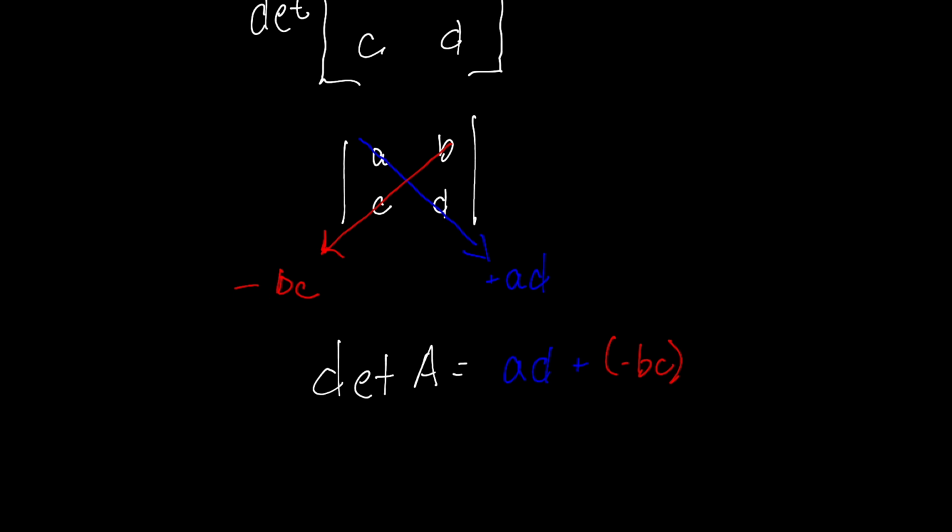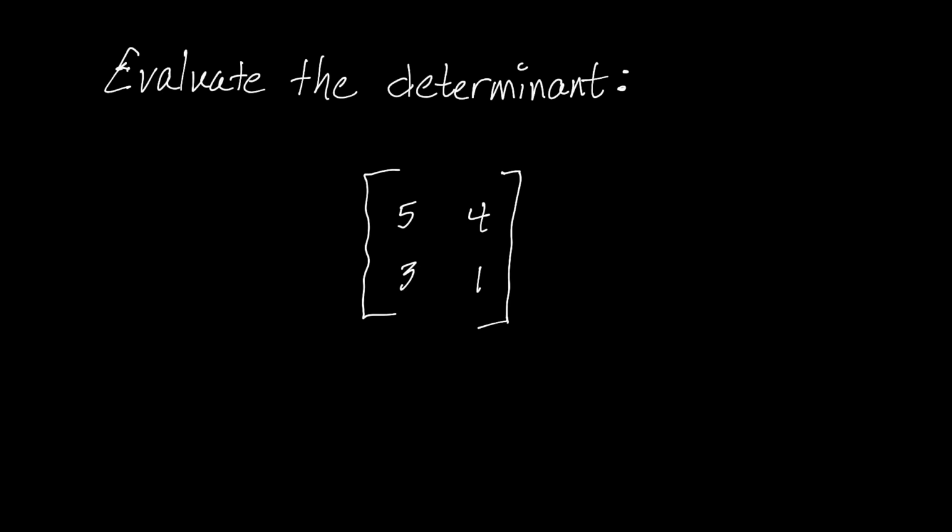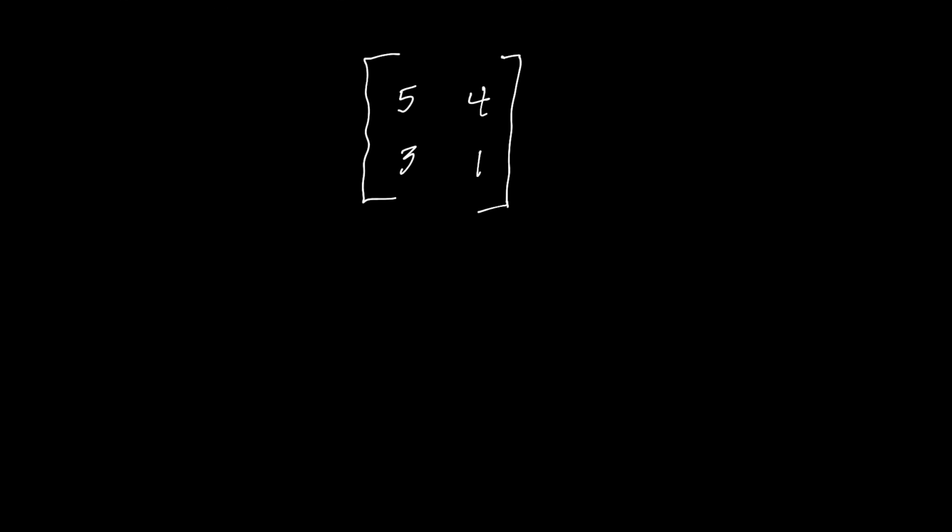So let's look at an example. This example says evaluate the determinant of this matrix. What that really means we're doing, but a lot of students won't write this, is let's make this into a 5, 4, 3, 1, 2 by 2 matrix, so we know that it has a determinant. Now remember, these bars here just mean to take the determinant: multiply this, and subtract this. So let's go ahead and do that.